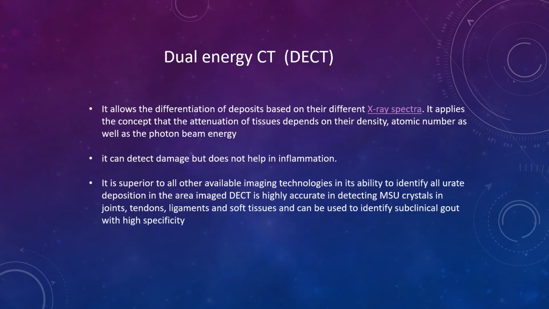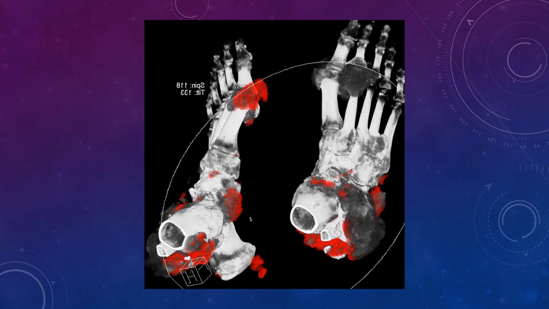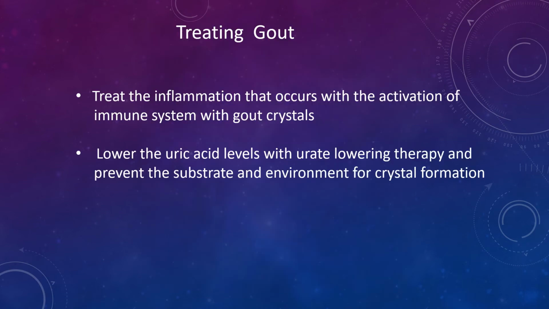This is a picture of a tophus with white calcifications within it. We also use dual energy CT, which is basically the ability to discern tissues based on their density and atomic number. It can help detect damage, but not inflammation. It is one of the superior techniques we have. This is a picture of it where the red shows we're having deposits. Unfortunately, that is not available here in this area.